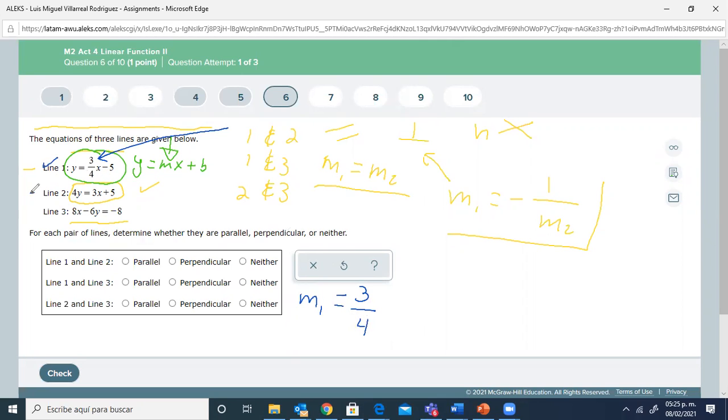In line number 2, I need to solve for y. I can divide both sides of the equation by 4, and I'm going to have y equals 3/4 times x plus 5/4. What we're looking for is the coefficient of x. This is the slope. So the slope for line number 2 is equal to 3/4. So from here right now, we can say that line 1 and line 2 are parallel lines.